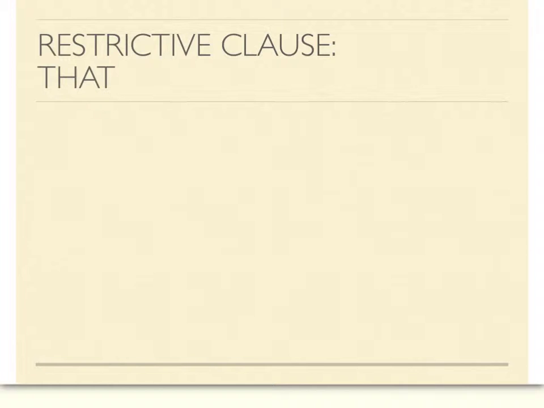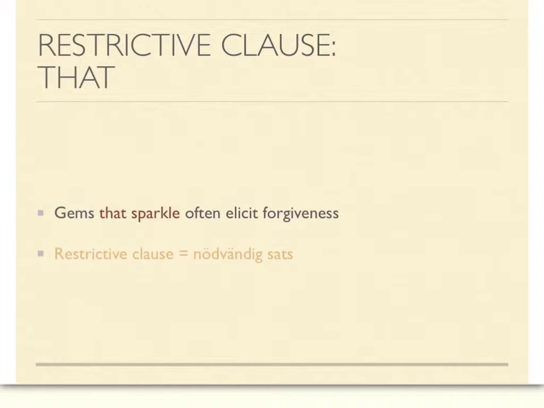If a sentence has a restrictive clause, then we should use that. Let's take a look at that. Gems that sparkle often elicit forgiveness, or gems that sparkle make people forgive. The red part of the sentence here, that sparkle, is a necessary part of this sentence, because if we say gems often elicit forgiveness, we change the meaning of this sentence. So it's gems that sparkle, it's only gems that sparkle that elicit forgiveness. This makes this a restrictive clause, and then we should use that.